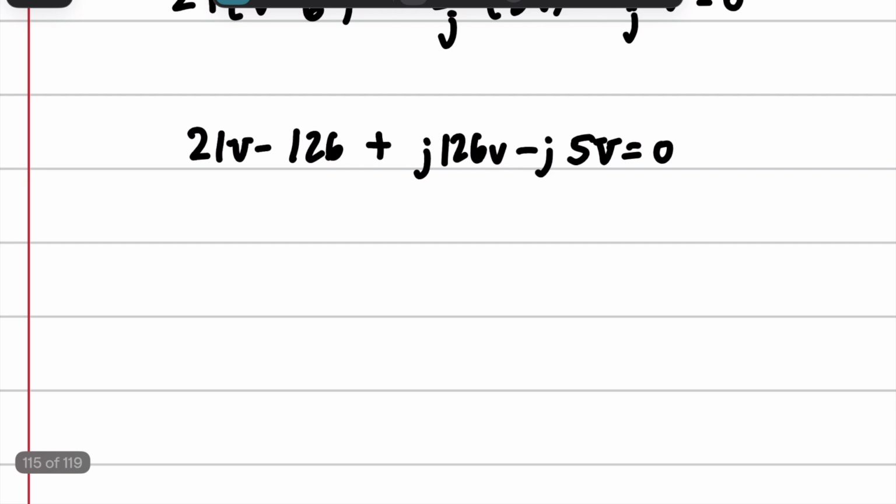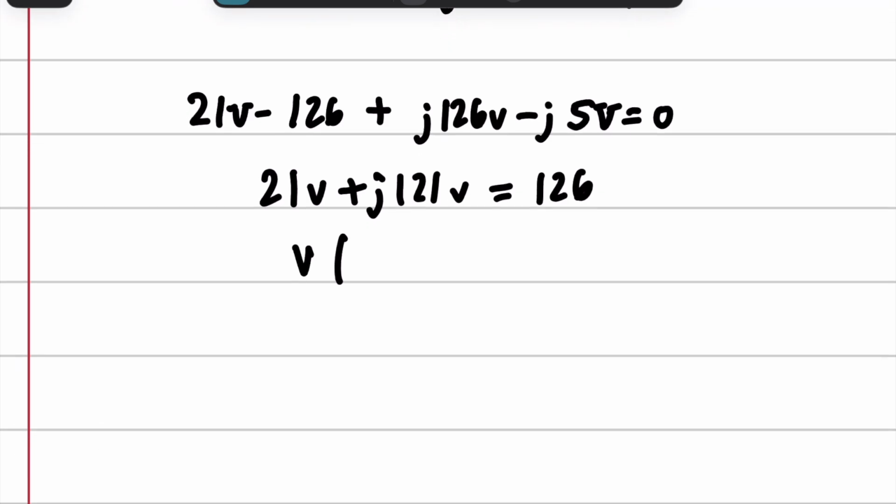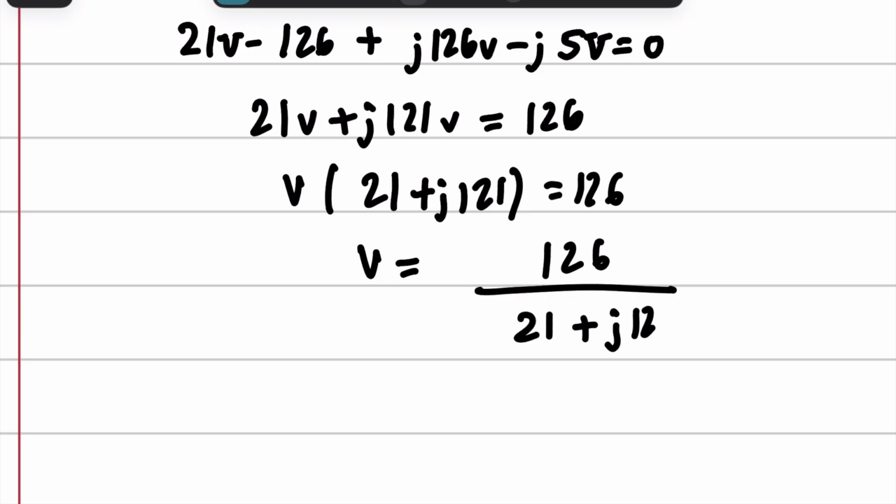So this is going to be 21v plus 126, and this is plus j121v equals 126, like so. We're going to factor out that v. We're going to get (21 plus j121) v equals 126. V equals 126 over 21 plus j121.